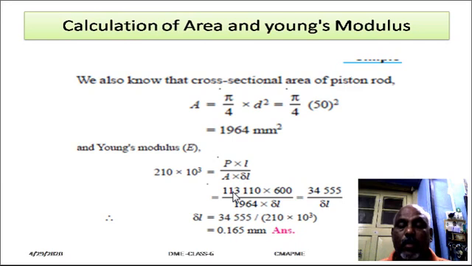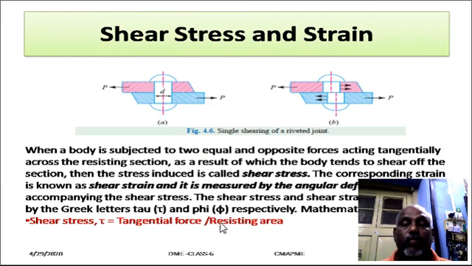Load already we have calculated 113110 into length of the rod, the piston rod is 600 mm, divided by the cross-sectional area of the piston rod is 1964 into change in length. By solving this equation, we are getting dou L is equal to 0.165 mm. This is the answer. Now we discuss the shear stress and shear strain.